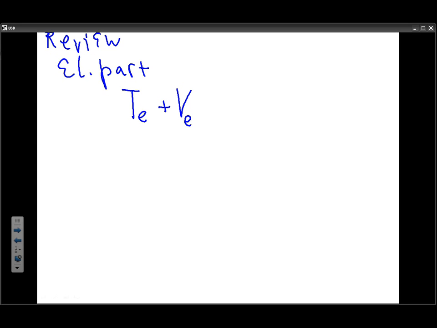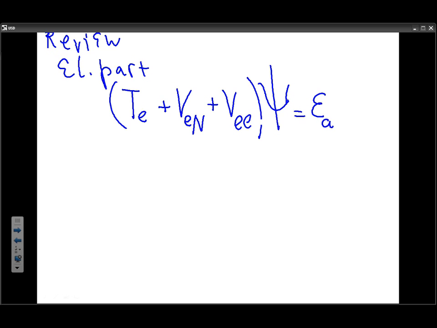So let me quickly review where we are now. We have reduced our molecular Schrödinger equation to only the electronic part. And we have the kinetic energy of electrons, potential energy of electrons interacting with nuclei, and potential energy of electrons interacting with each other, all acting on the unknown electronic wave function. And we want to solve this time-independent Schrödinger equation to find this psi function.